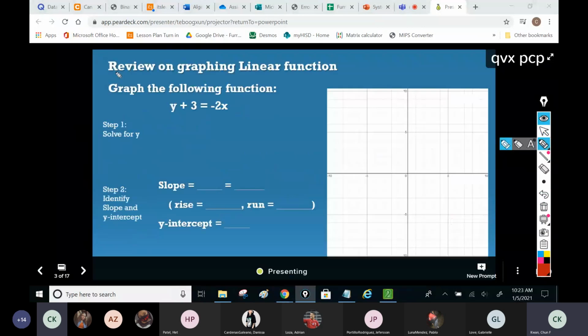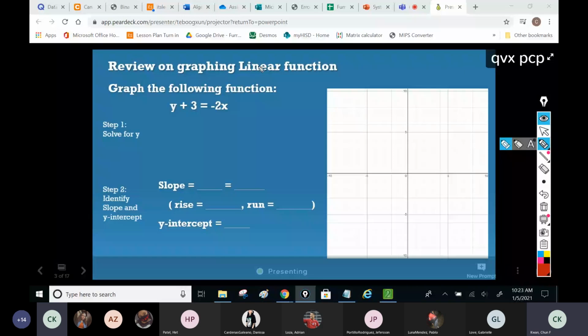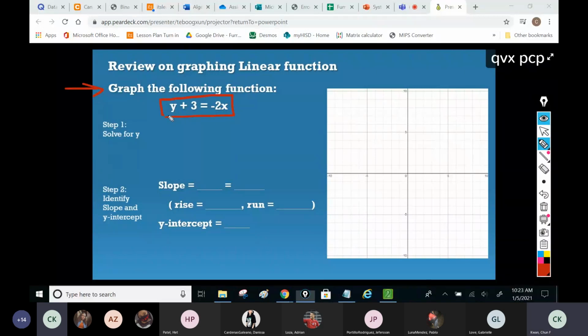All right, so let's just do a quick review on how to graph a linear function. Graph the following function, y plus 3 equals negative 2x. So this is just a linear function. You get a straight line out of this. But I want to graph it without using any calculator. So your first step is solve for y. I want to make sure y is alone and on the left. So everything else has got to go.